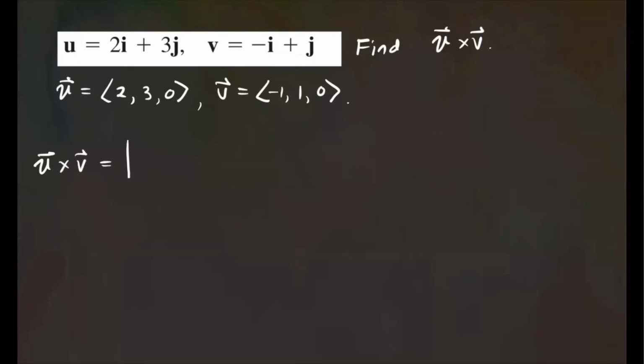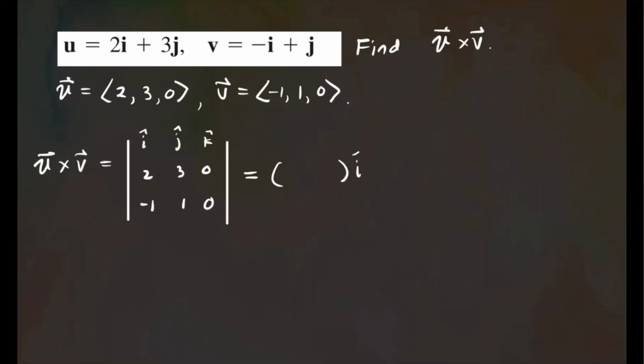So we set up the 3 by 3 matrix. We're going to find the determinant of this matrix. So we have our i here, j here, and k. Then the second row, we're going to put the components of vector U. So we have 2, 3, 0. And for the last one, components of V, so that's -1, 1, and 0. So let's go ahead and find this. We know we're going to get a number for the i component minus a number for the j component plus a number for the k component. So that's how you set this up.